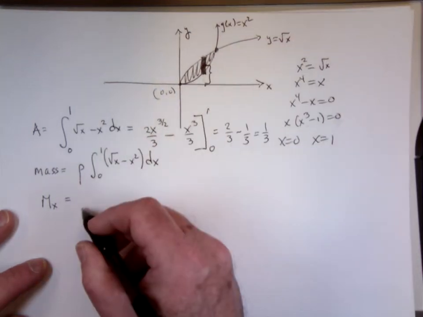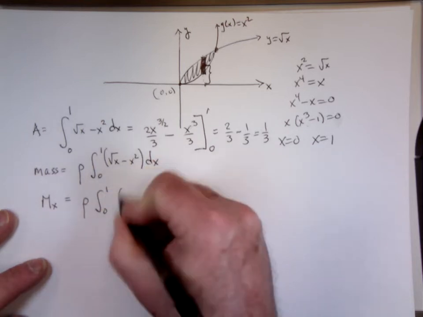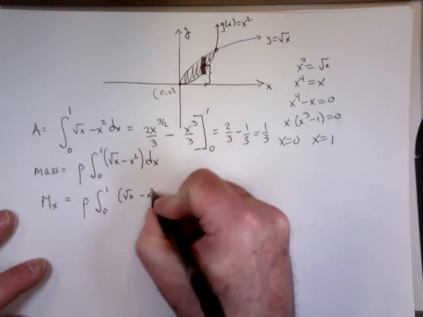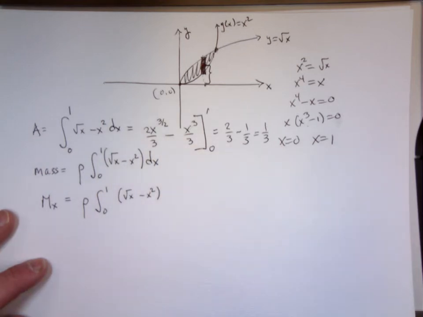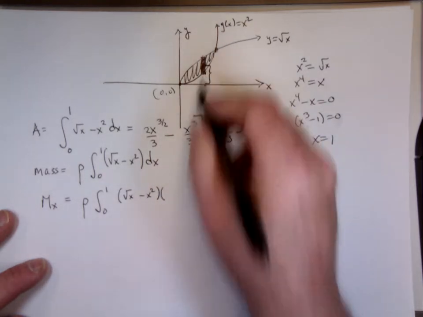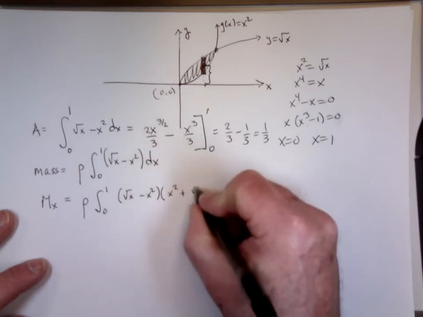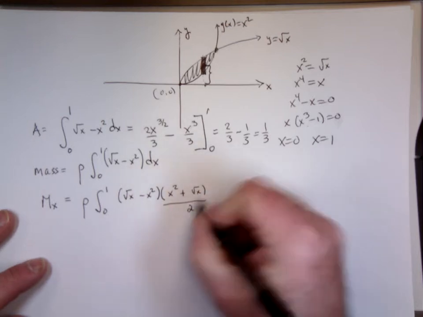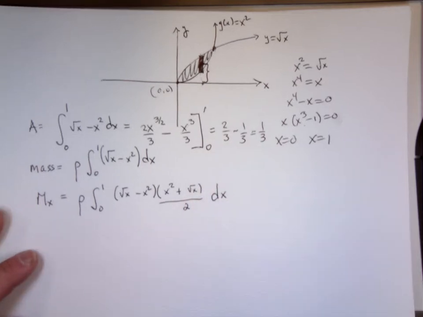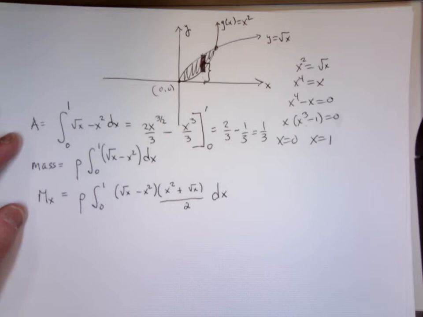So what's the moment from the x-axis? It's a density function. 0 to 1, top minus bottom. That doesn't change, except now we have a distance times a mass, and the distance is going to be that point right in between the two. It's going to be equal to x squared plus the square root of x over 2. Okay? Is that like a formula or something? Yes, it is a formula. Well, that's like a type for an average, right? Yes. Actually, Nick asked about the formulas.